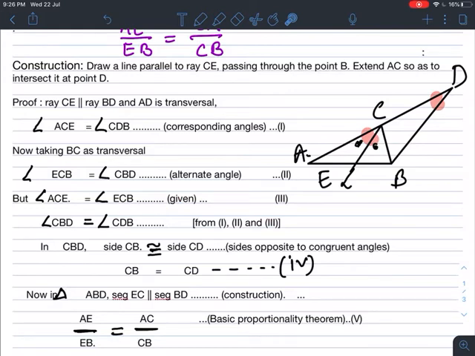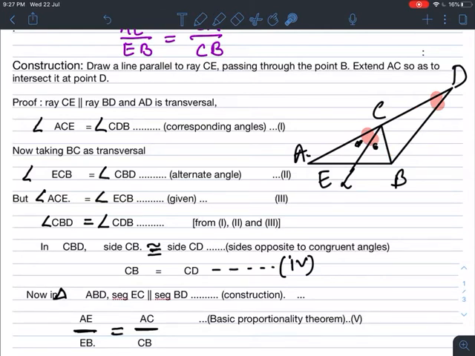Now if we observe these equations 1, 2, 3: ACE is equal to CDB, ECB is equal to CBD, but ACE is equal to ECB. So if we observe the LHS of equations 1 and 2, they are equal, then the RHS are equal. So from 1, 2 and 3, since the LHS are equal from 3, from 1 and 2 the RHS are equal. So angle CBD is equal to angle CDB. These two angles are congruent.